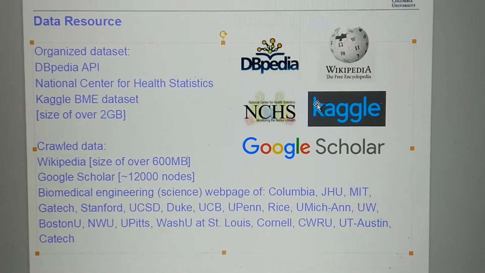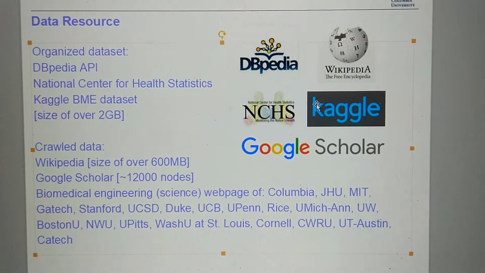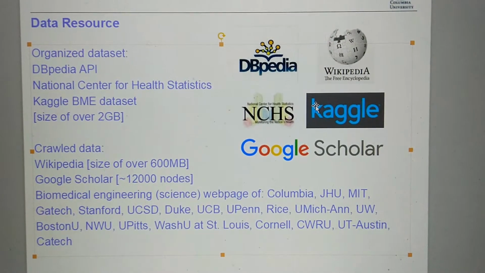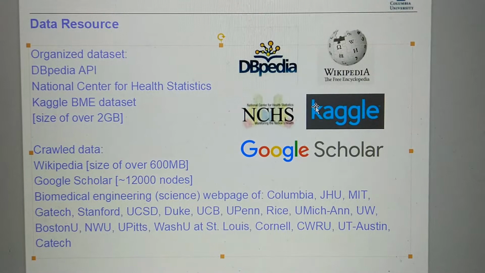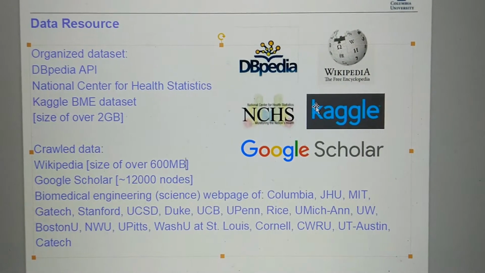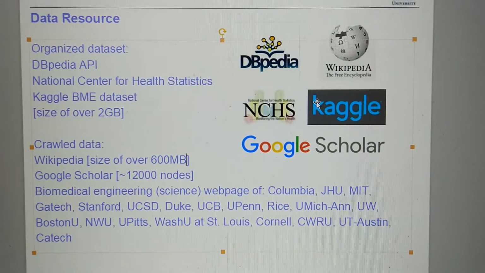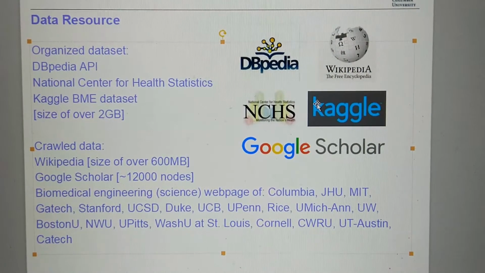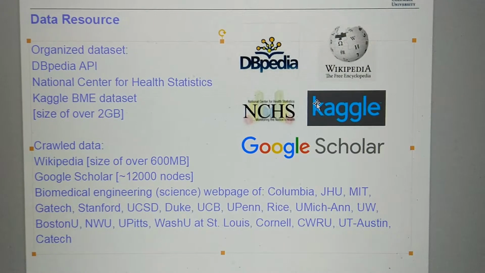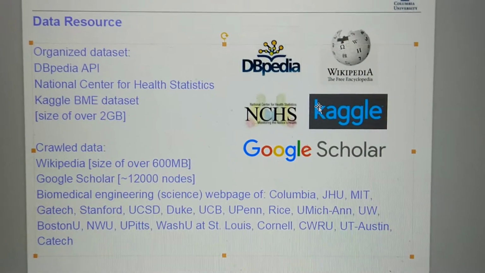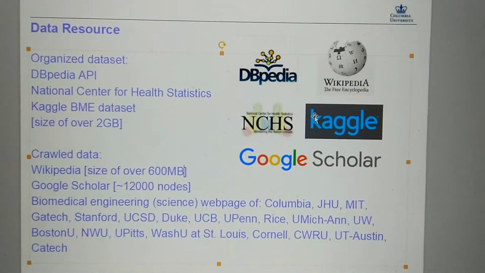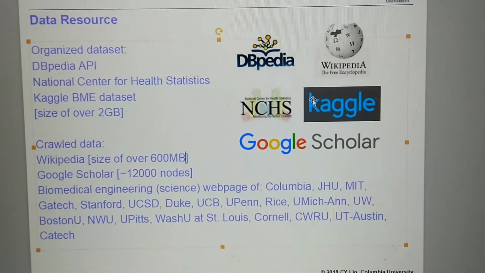We're getting our data from organized datasets and crawled data. For organized datasets, we're getting data from the DBpedia API, the National Center for Health Statistics, and the Cargo BME dataset. For crawled data, we are getting data from Wikipedia and Google Scholar. From Wikipedia, we're mainly getting data for those BME-related areas.